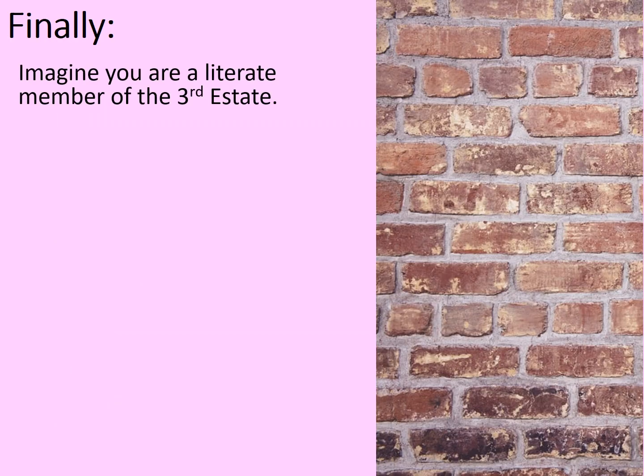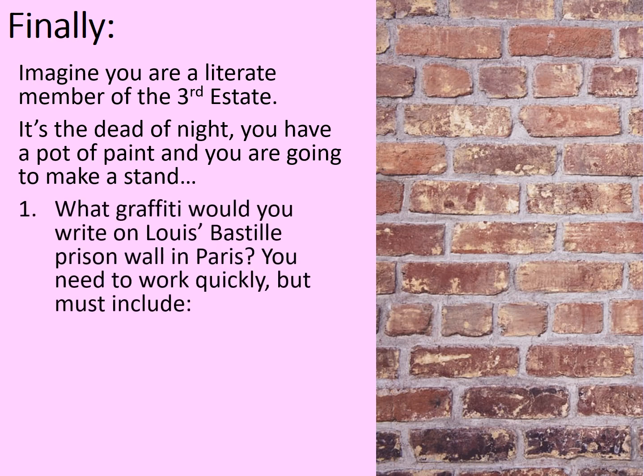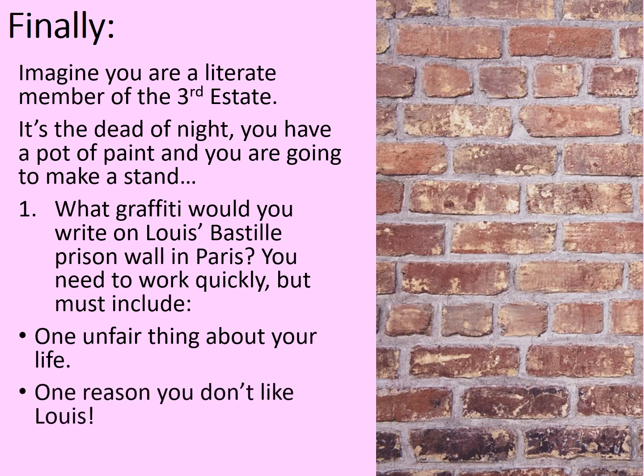Finally, imagine you are a literate member of the third estate. That means someone who knew how to read and write. Picture the scene. It's the dead of night, you have a pot of paint, and you're going to make a stand. What graffiti would you write on Louis's Bastille prison wall in Paris? The Bastille, by the way, was an evil castle that people thought was very, very nasty. You need to work quickly, but you must include one unfair thing about your life and one reason that you don't like Louis.